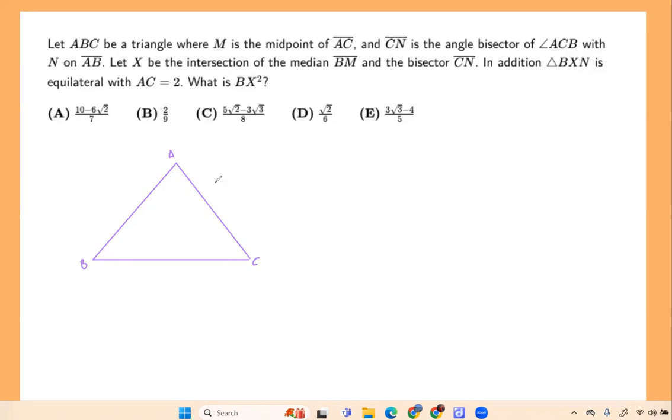So M is the midpoint of AC, which is something right there. So these two parts will be equal. And then CN is the angle bisector of angle ACB. So the CN would be something like this. And then what we know is this angle right here is the same as this angle.